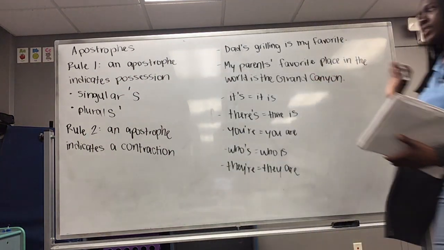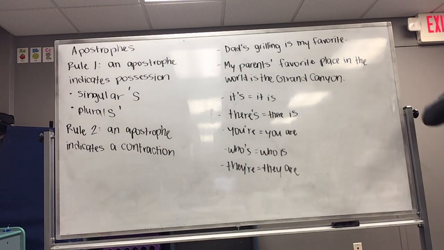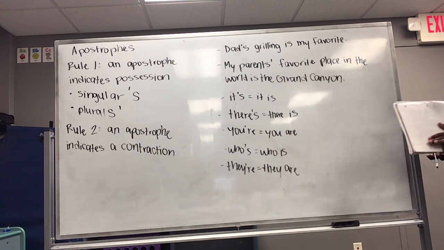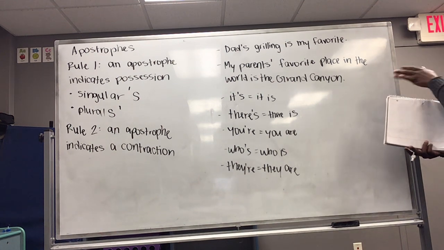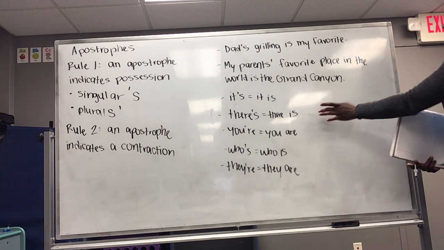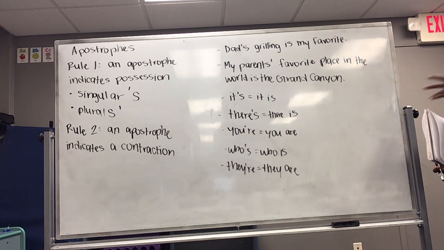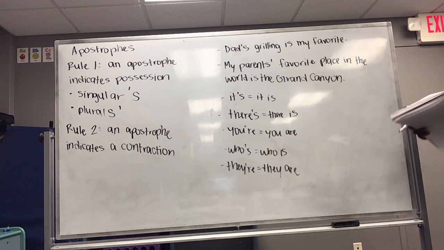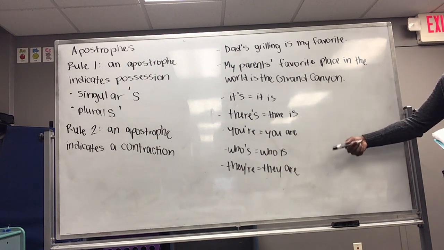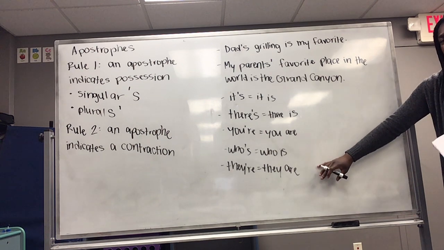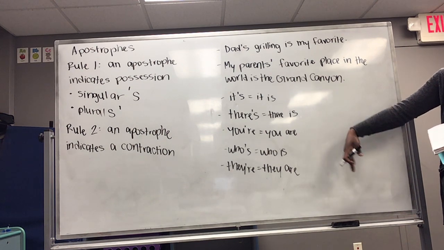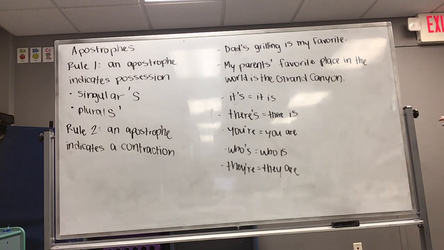Okay, so the contraction it's, which is I-T apostrophe S, translates to it is. Then we've got there's with apostrophe S, which translates to there is. You're, Y-O-U apostrophe R-E, translates to you are. Who's, with apostrophe S, is who is, and then they're at the bottom, with an apostrophe R-E, translates to they are. Those are some common contractions you've likely seen, but you might see them on the ACT, so we just went over them.